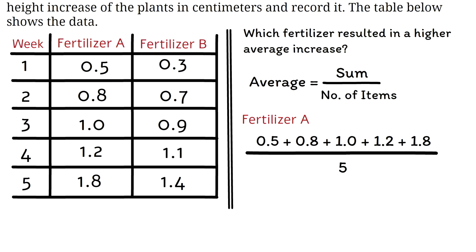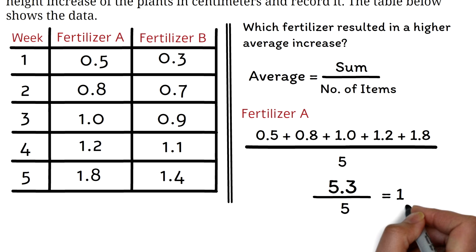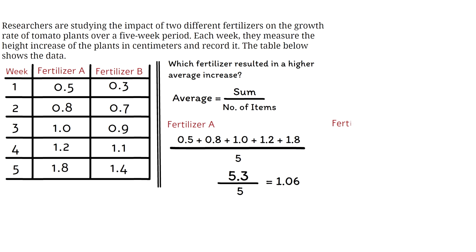We add these numbers to get 5.3 divided by 5. This will give us 1.06. This is the average height increase after applying fertilizer A. We do the same for fertilizer B.